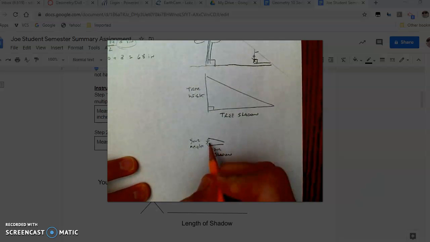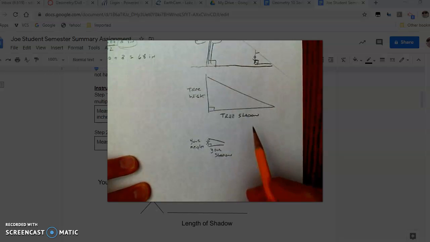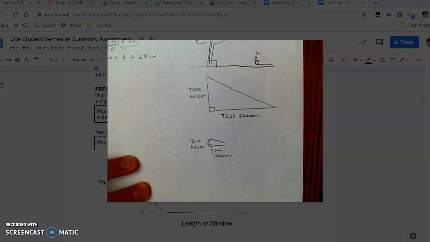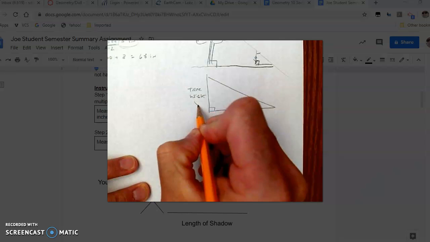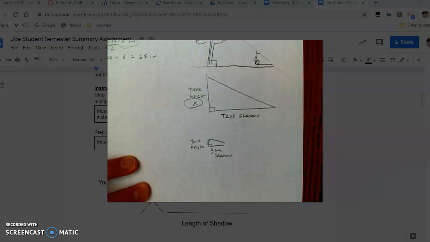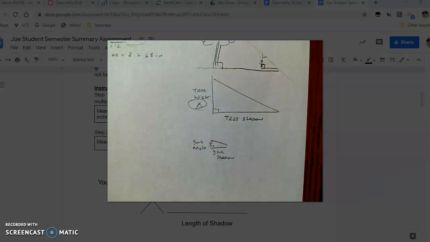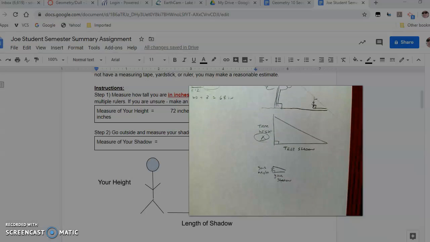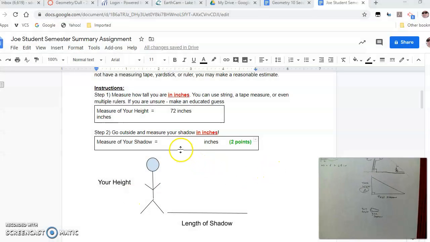Right? So these two are similar triangles. Well, what does that mean? That means if we know your height and your shadow and the length of the tree shadow, we can use that to set up a proportion and solve for the tree height. So you go and you measure that.